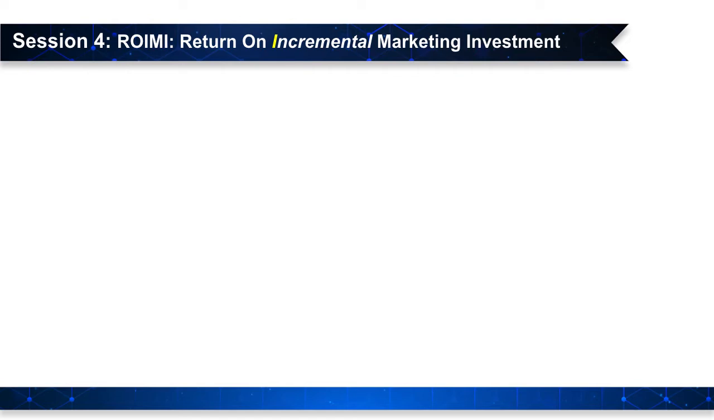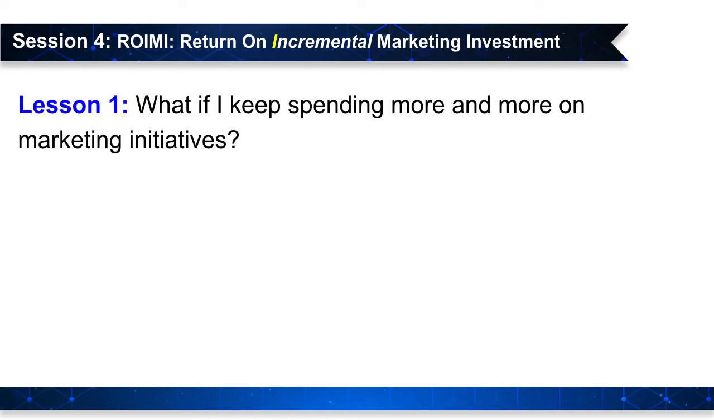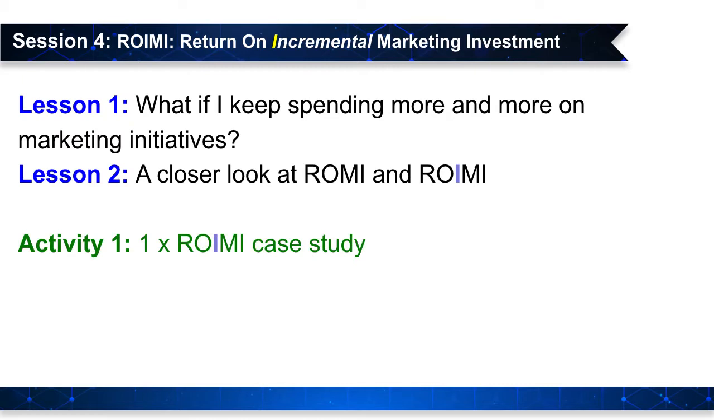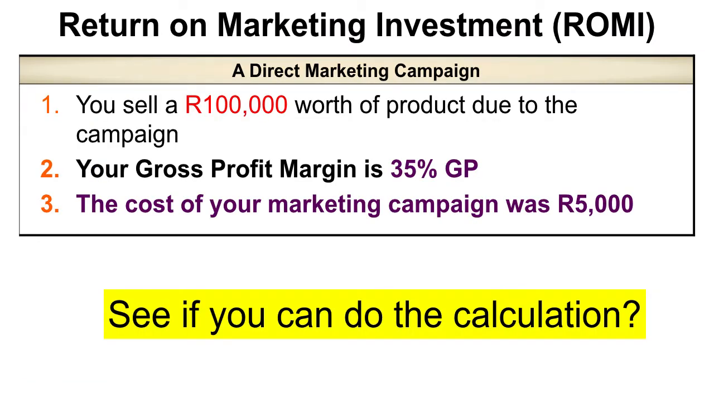In this session, session 4 of 5, we're going to be looking at the concept of spending more and more on marketing initiatives. Is that a good idea, or should we stop at a certain point in time? So lesson 2 is a closer look at ROMI and ROIMI, the concept of return on incremental marketing investment. And the only activity we're going to be looking at in this session is the return on incremental marketing investment case study or example. See if you can remember the ROMI formula and see if you can calculate this before we move on.